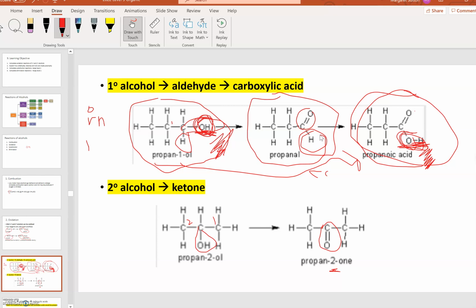Now, this is really, really important because that means that it's only got permanent dipoles and temporary dipoles, meaning that propanone will have a significantly lower melting and boiling point compared to propan-1-ol and propanoic acid, and that plays a really significant role in the rest of the lesson.